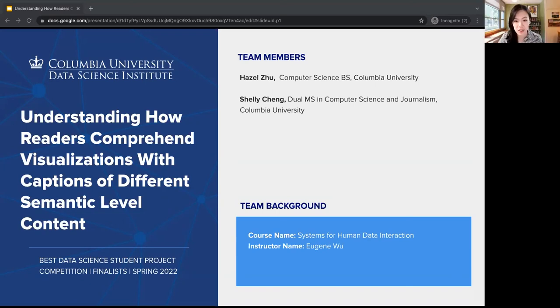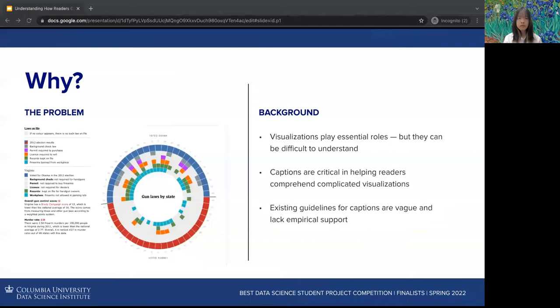Hello, everyone. Today, we are going to present our project, Understanding How Readers Comprehend Visualizations with Captions of Different Semantic Level Content. I'm Shelly Cheng, and with my partner, Hazel Wu.